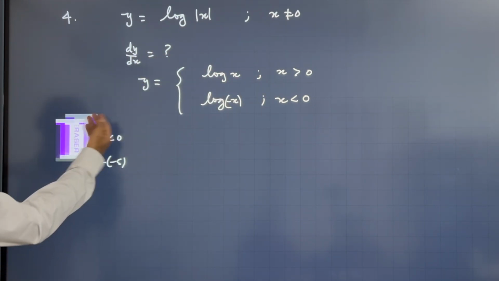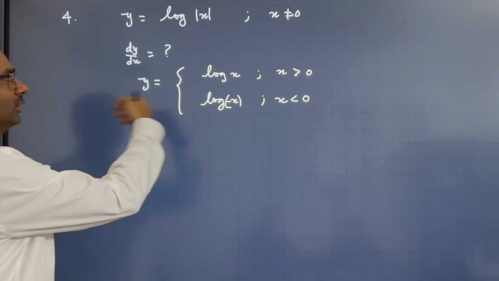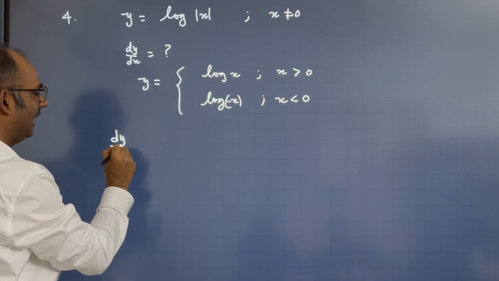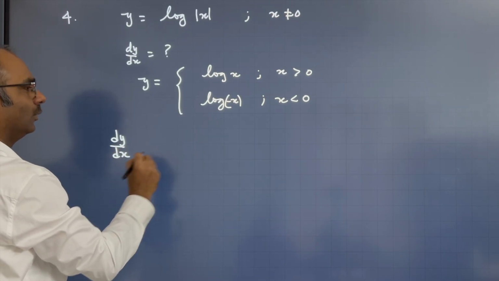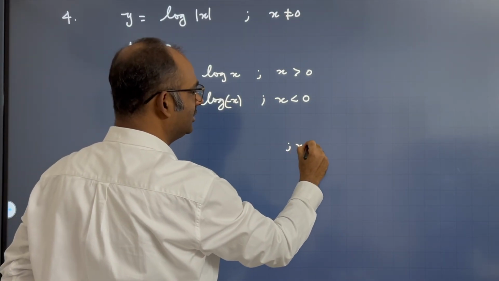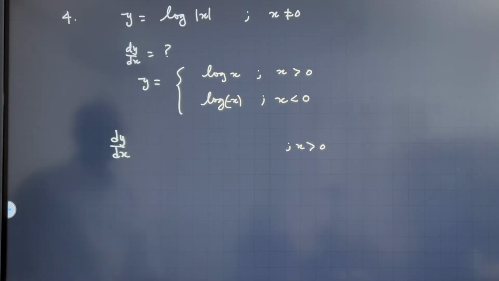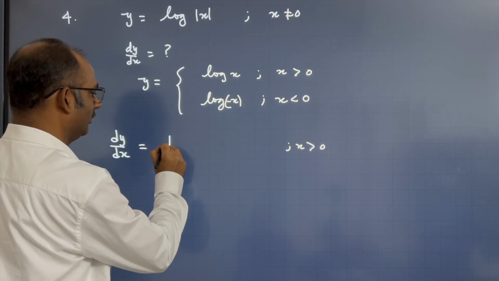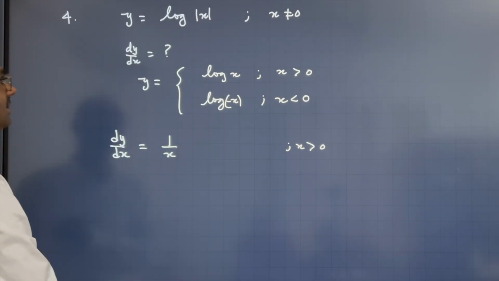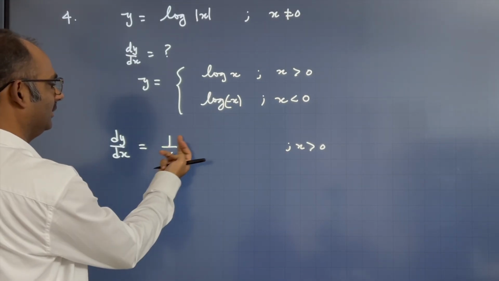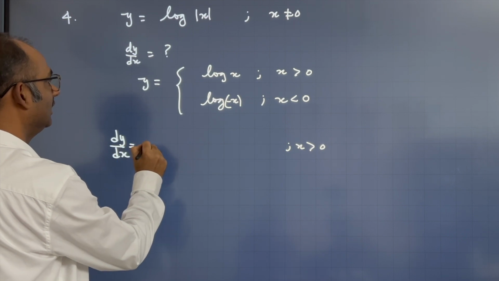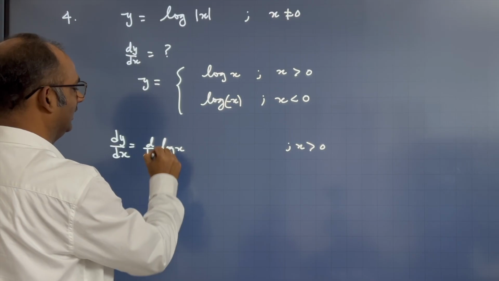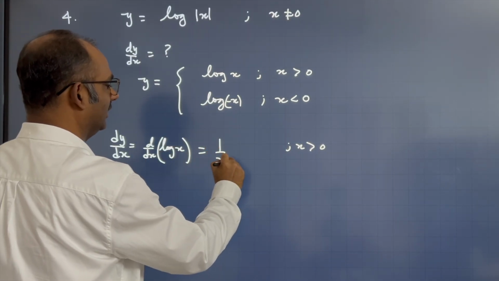Now, let's differentiate. So let's first worry only about this part. Let us differentiate y with respect to x when x is positive. So what's the derivative of log of x? 1 by x. Derivative of log x is 1 over x. Or maybe I'll write it in 2 steps. It is d over dx of log of x. This is 1 over x.